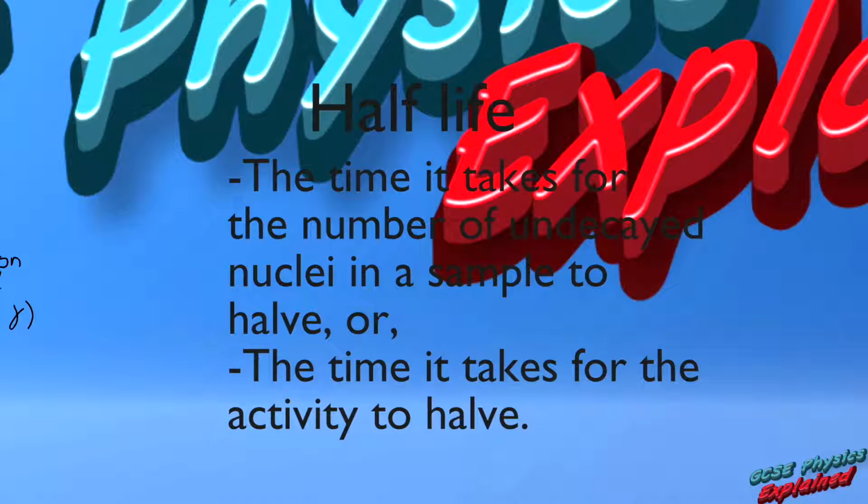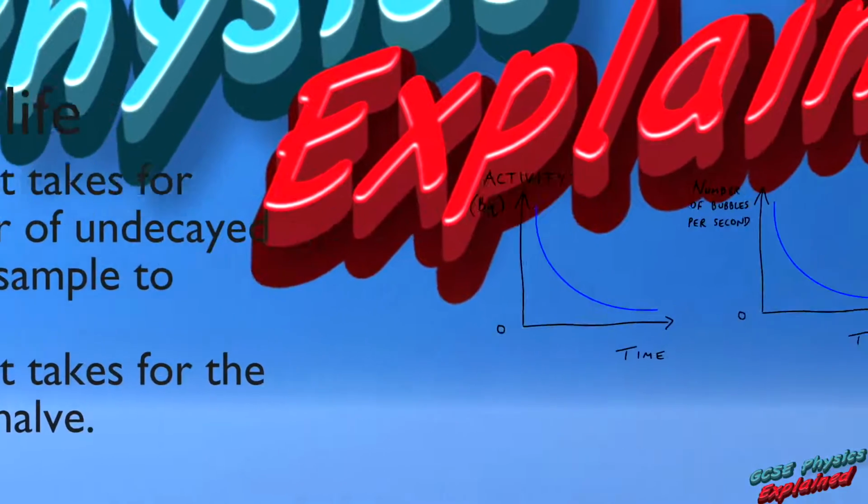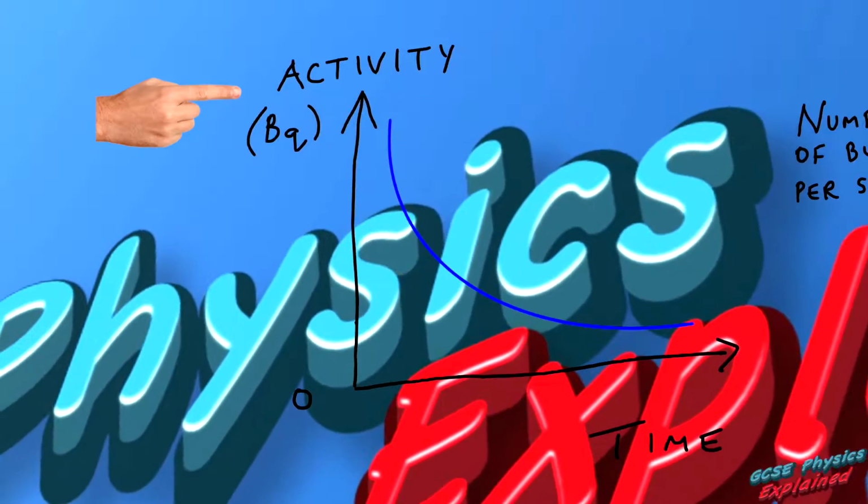The half-life of a radioactive isotope can be described in two ways. It's the time it takes for the number of undecayed nuclei in a sample to half, or it's the time it takes for the activity to half. Activity is measured in becquerels.